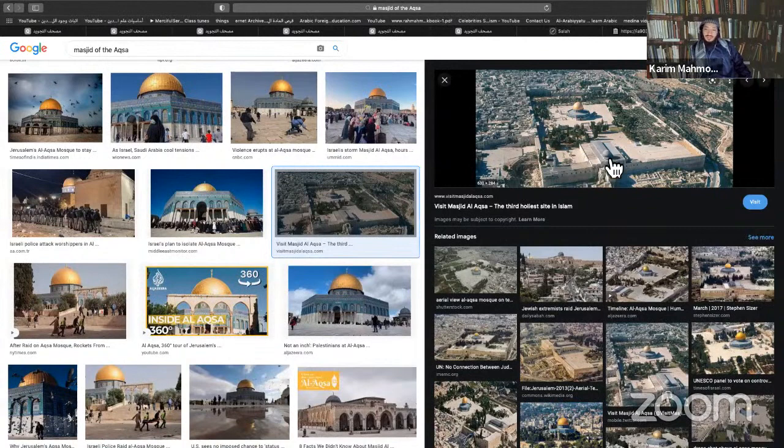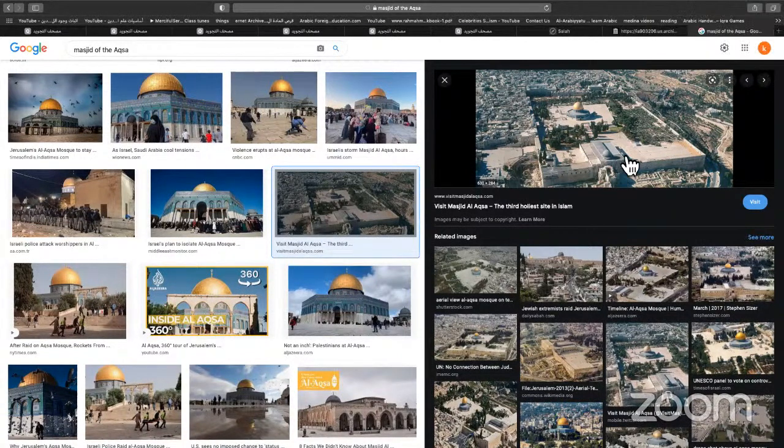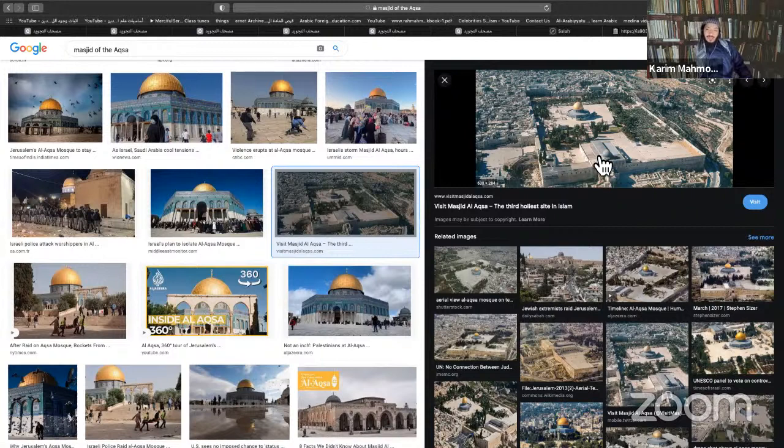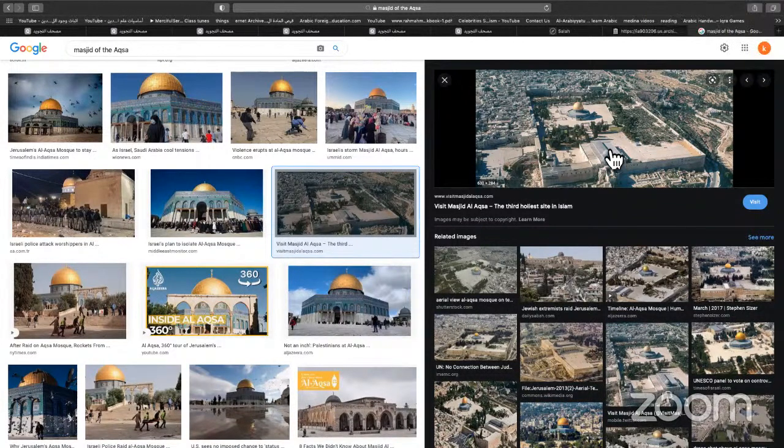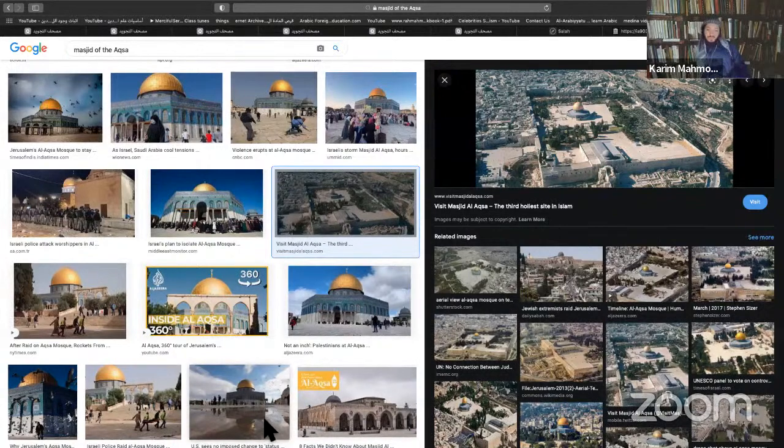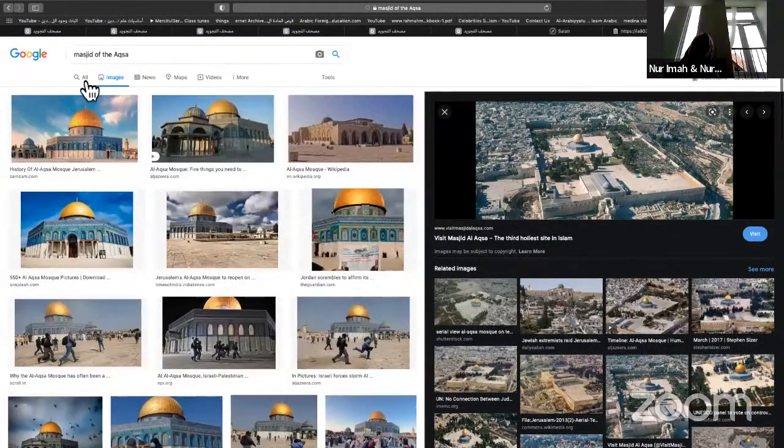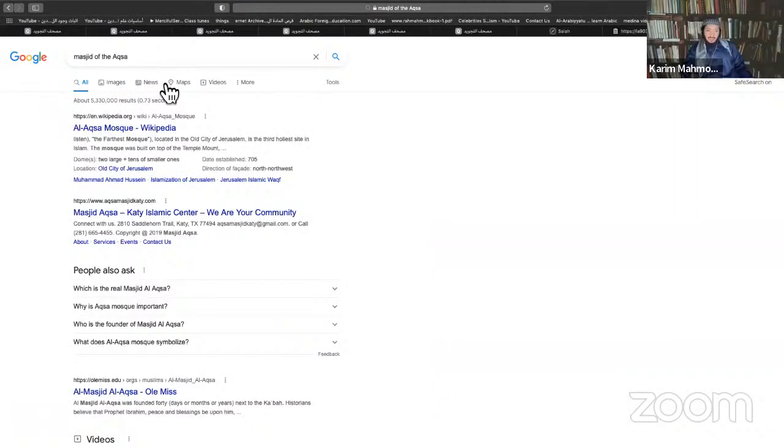Now, the Aqsa is very special. This masjid was originally built by Prophet Sulaiman. Many of the prophets that we know of have lived in Jerusalem, and this was the masjid. So this masjid is extremely special.